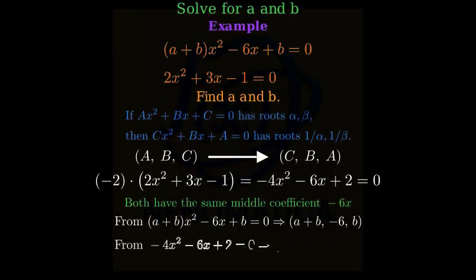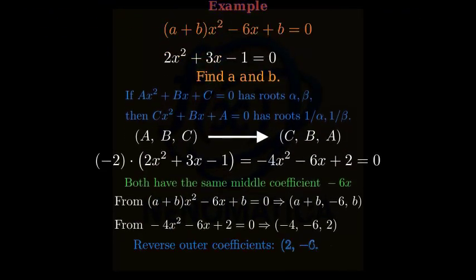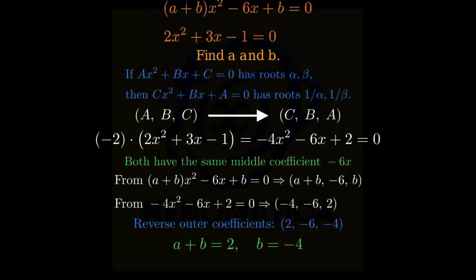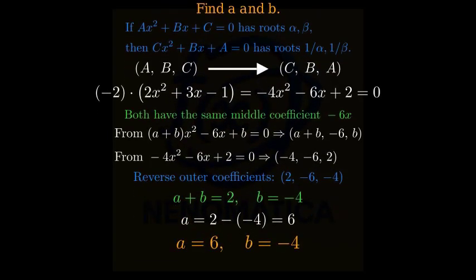Now, compare the templates. For reciprocal roots, we reverse the outer coefficients and keep the middle one. The scaled second equation has coefficients -4, -6, and +2. Reversing the outer ones gives 2, -6, -4. Because our first quadratic already has the same middle coefficient -6, the overall scale factor must be 1. Therefore, a plus b equals 2, and b equals -4. Solving the little system gives a equals 6, and b equals -4.